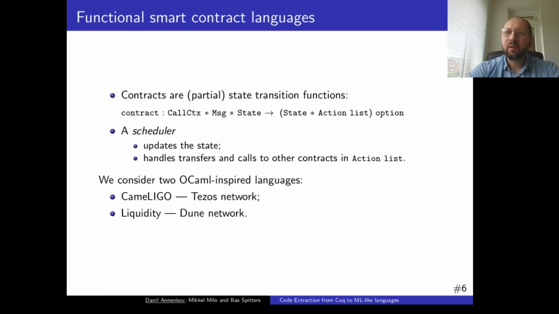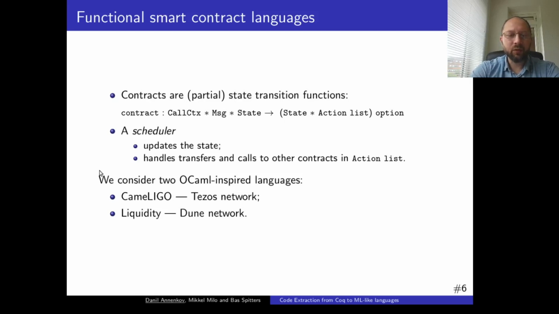Many modern blockchains employ the functional programming paradigm for smart contract languages. In particular, in this case, smart contracts become partial state transition systems that take some information about who calls the contract, a user-defined type of messages, and a user-defined state, and return a new state and a list of actions. It might fail, so that's why it's wrapped in an option. And there is a special piece of software that is responsible for executing the actions in this list. And these actions could be transfers from one account to another or calls to other contracts.